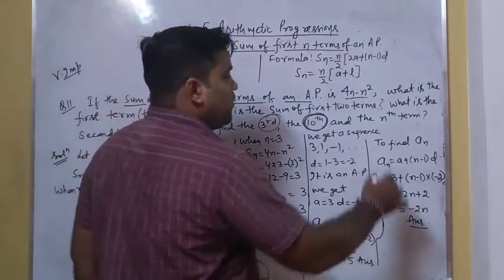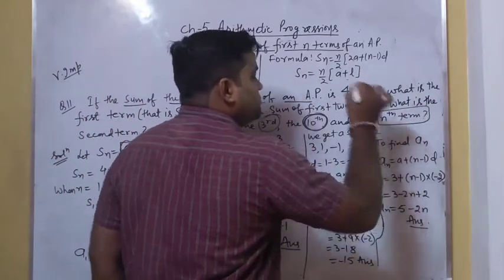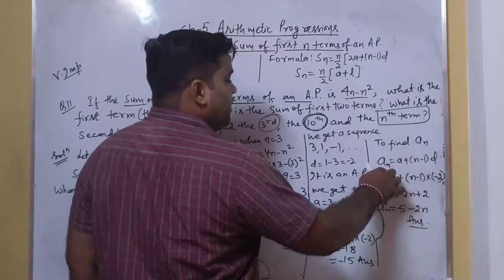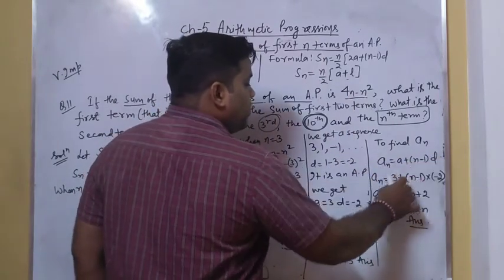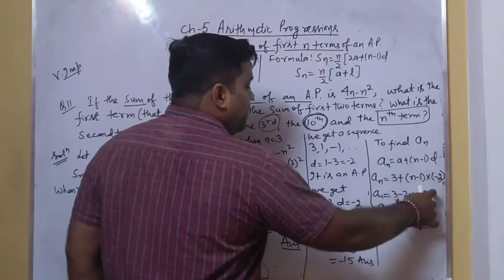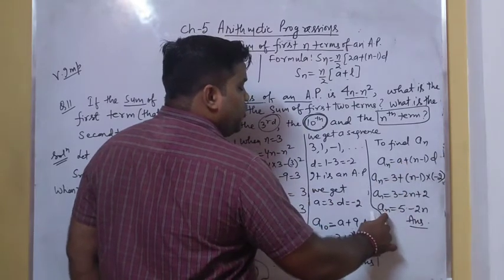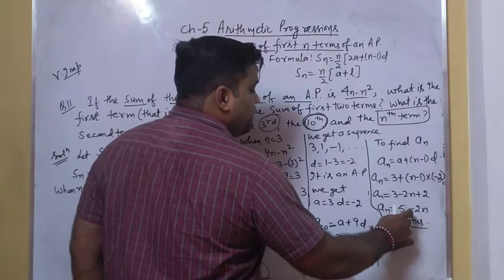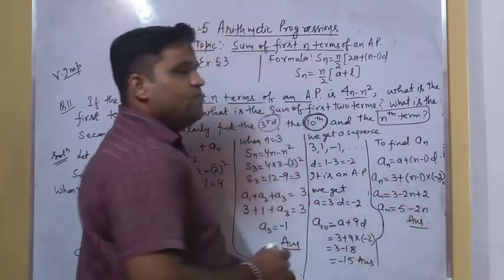Now let us come to find the nth term of that AP. We know that the nth term of an AP is given by an equal to A plus n minus 1 times D. On putting the value of A and D, we get the nth term of the AP as 5 minus 2n, which is the required answer.